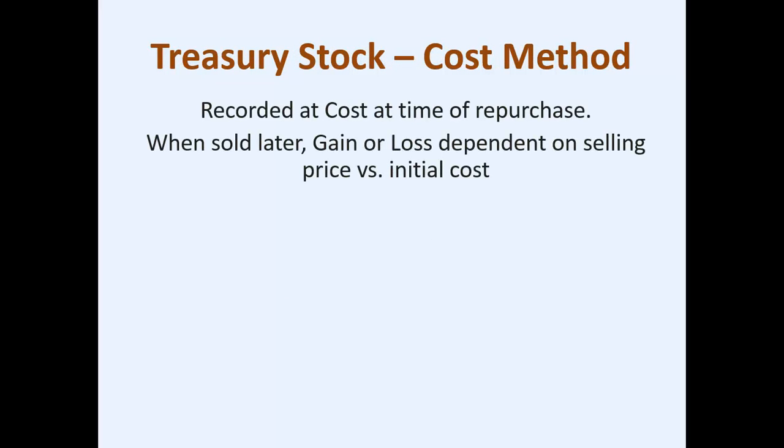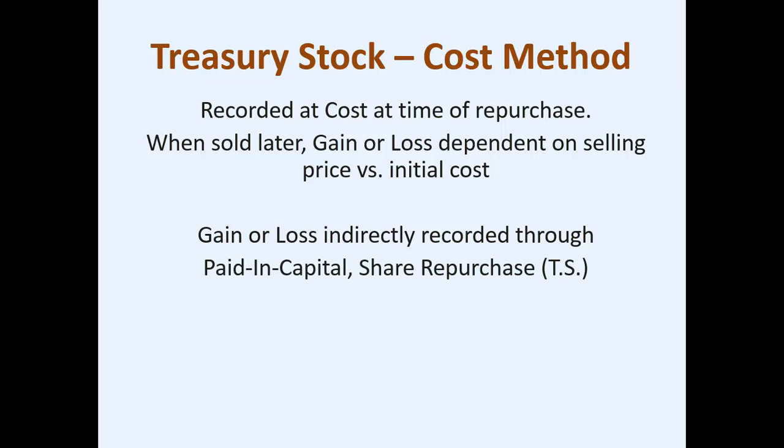So the treasury stock method, the cost method, you record it at its cost at its time of repurchase, and then later when you resell it. If you sell it for more, you have a gain. If you sell it for less, you have a loss, but you are not allowed to call it that on the income statement. The gain or loss will be indirectly recorded through paid-in capital share repurchase account. If it's a gain, it's a credit. If it's a loss, it's a debit.